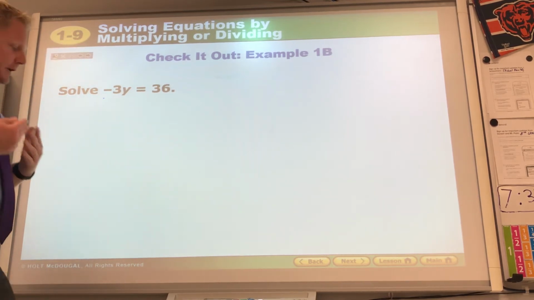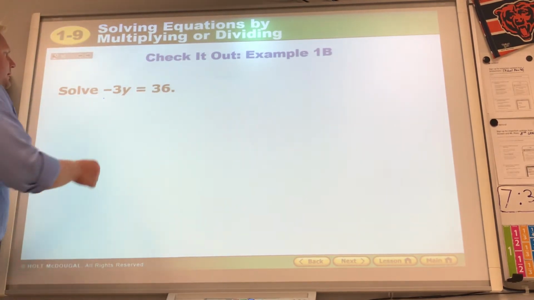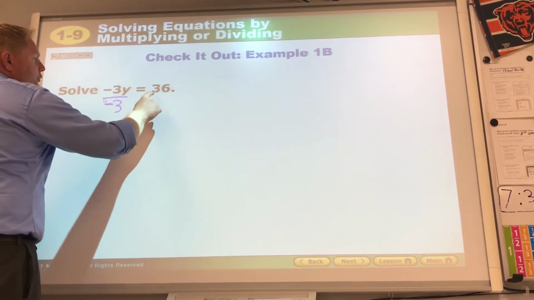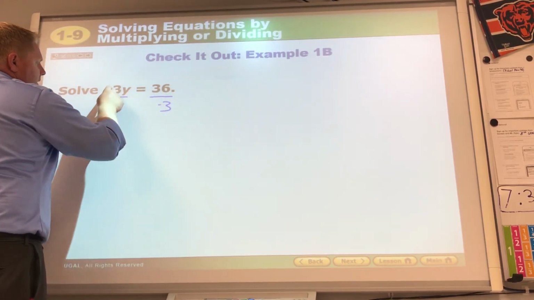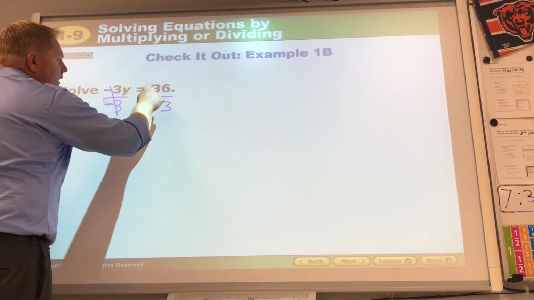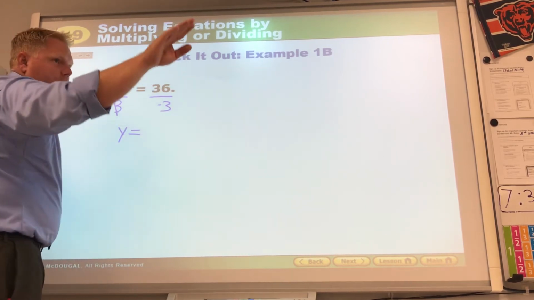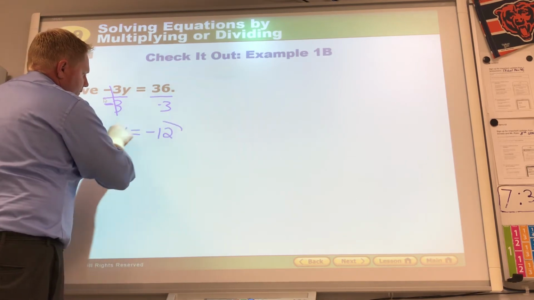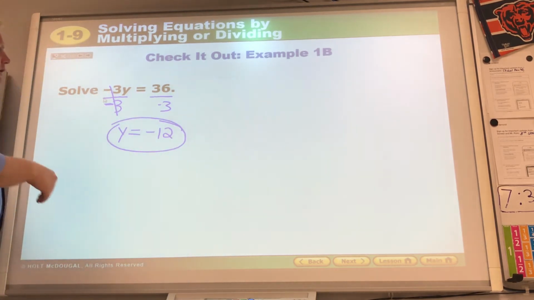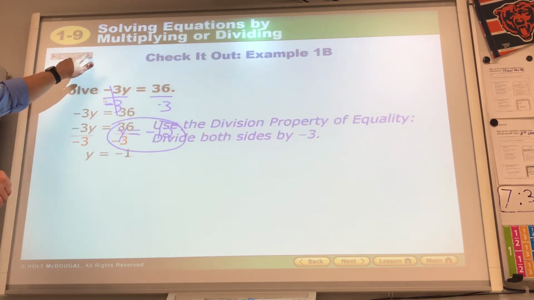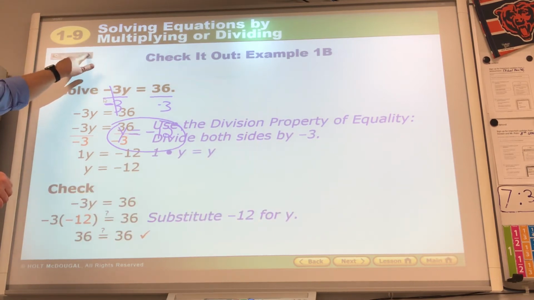All right, don't forget, if it's a negative, we have to get it to positive 1. So you divide by that exact same thing, which would be negative 3 in this situation. Do it to one side, you got to do it to the other side, because negative 3 divided by negative 3 is a positive 1. Y equals positive divided by a negative. You can use the chart over there. That makes for negative 12. Negative 3 times negative 12 is a positive 36, and we're good to go. We do the same thing they did. And we check it out, and it works beautifully.